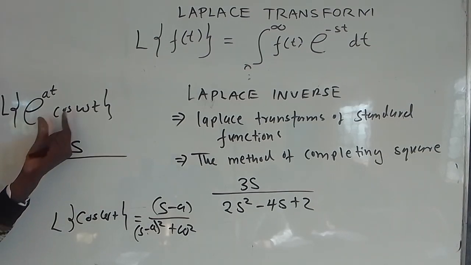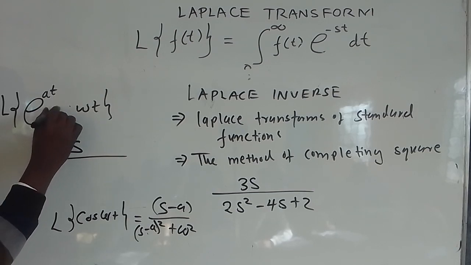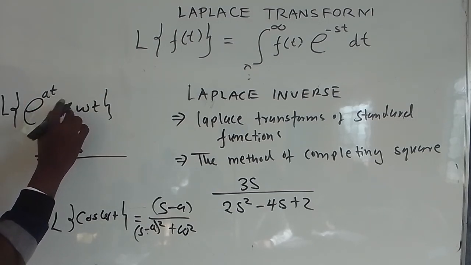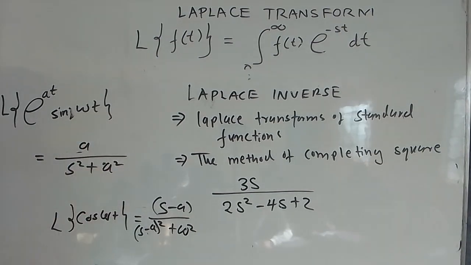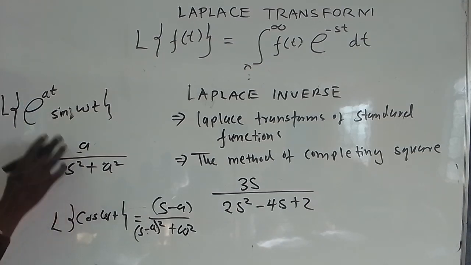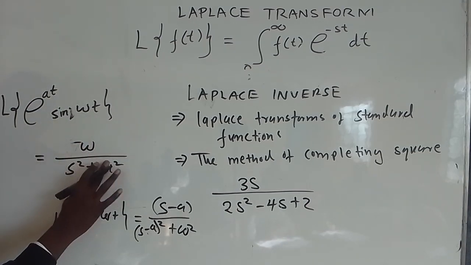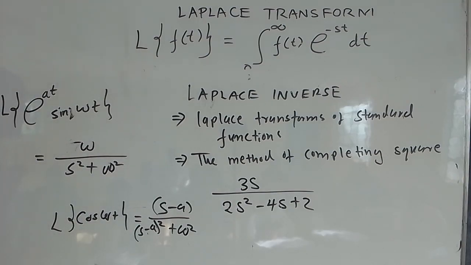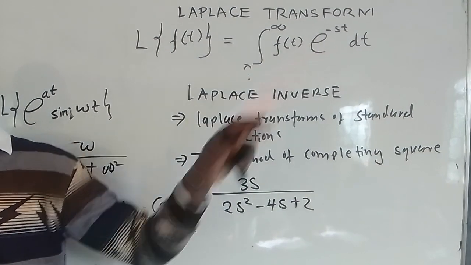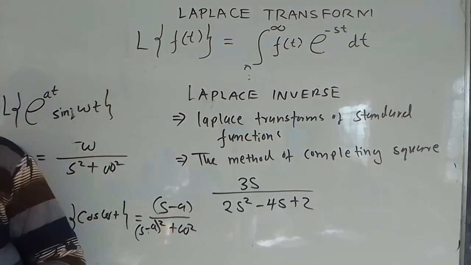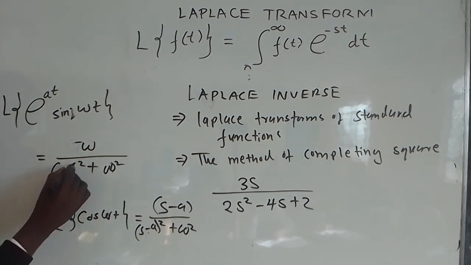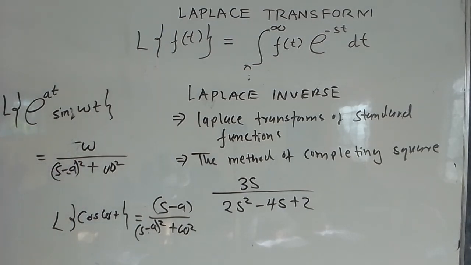The same applies if you have exponential at times sine wt. You know very well sine wt was given by w over s squared plus w squared, isn't it? So where they say you put w, because exponential at is going to multiply by exponential negative st. So if you factorize negative outside, you are going to get s minus a, isn't it? So it means where there is s, we put s minus a, isn't it? So that was the Laplace transform when it is a product of an exponential function and another function, isn't it?